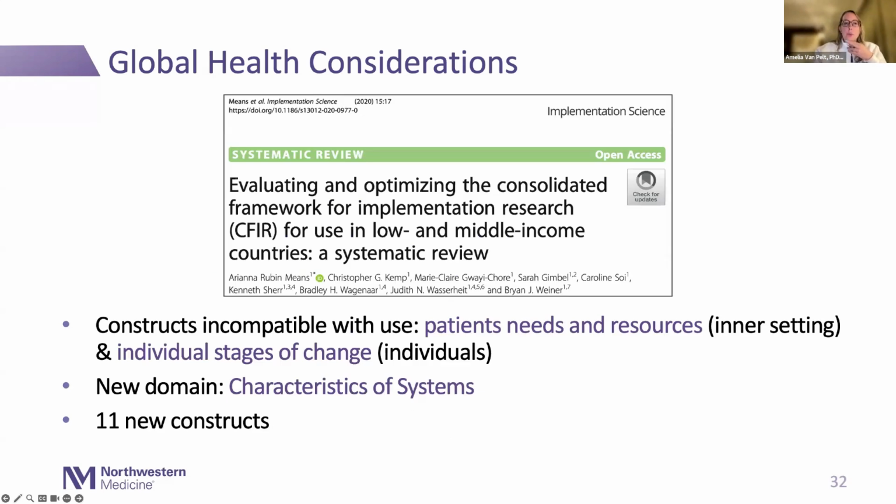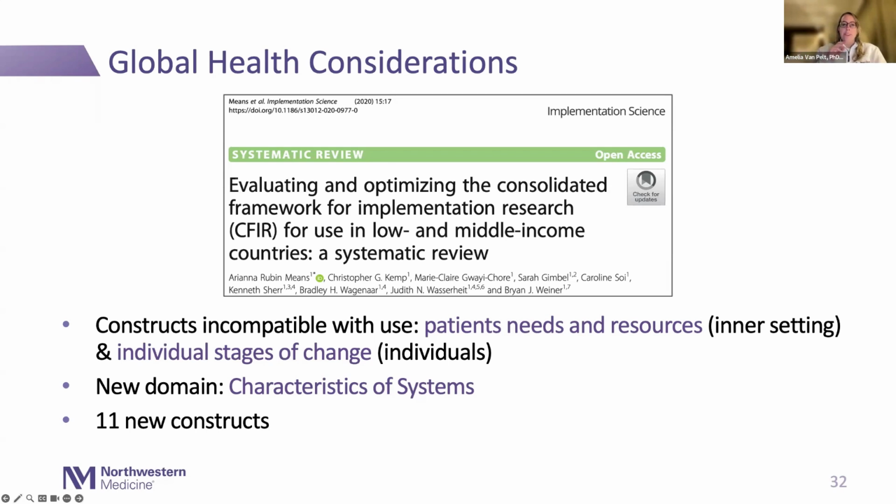And I want to highlight this with a framework that hopefully at this point we're all familiar with. There was a systematic review of the use of CFIR in low and middle income countries, which revealed that, one, there were constructs that were not compatible in these settings. And two, they also identified a need to propose a new domain called characteristics of the system that essentially related to things like external funding priorities and resources that are really important considerations for this context.